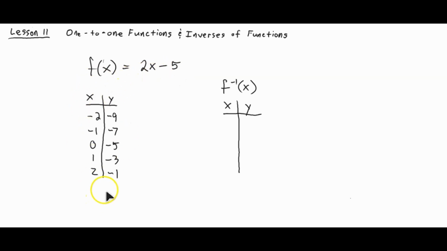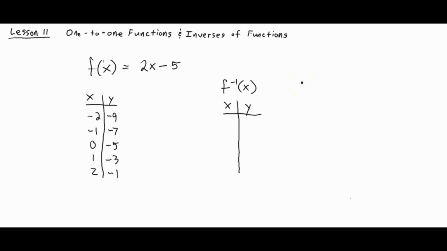So I'm going to make a table of values here, and my x values I'm going to do -2, -1, 0, 1, and 2. When I plug each one of these into 2x minus 5, if I plug in -2, 2 times -2 is -4, -4 minus 5 is -9. If I plug -1 in, 2 times -1 is -2, -2 minus 5 is -7. Plug a 0 in, 2 times 0 is 0, minus 5 is -5. If I plug in a 1, I get -3, and if I plug in a 2, I get -1. But now what I want to do is make a similar table of values for f inverse of x.